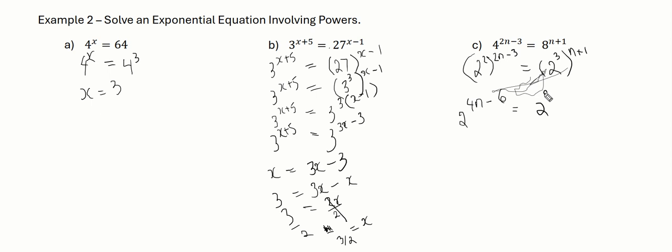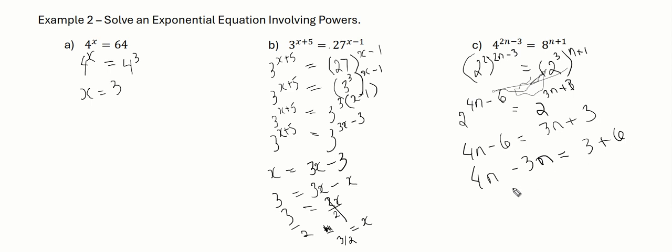Over here would be 2 to the power of 3n plus 1. Or that 1 will be 3. There we go. The bases are the same, so you can drop the base and just use the exponents of 4n minus 6, then 3n plus 3. There we go. Just rearranging these numbers. 4n minus 3n equals 3 plus 6. This will give you n. 6, 7, 8, 9. So n equals 9.